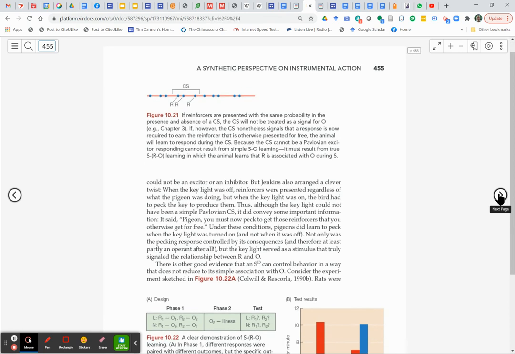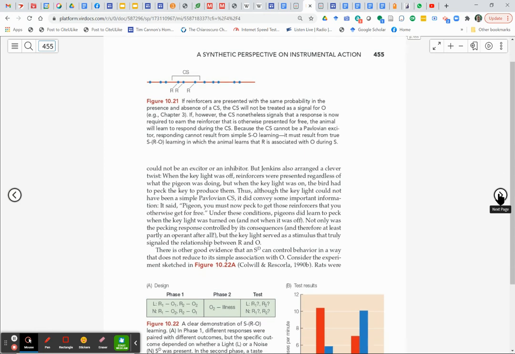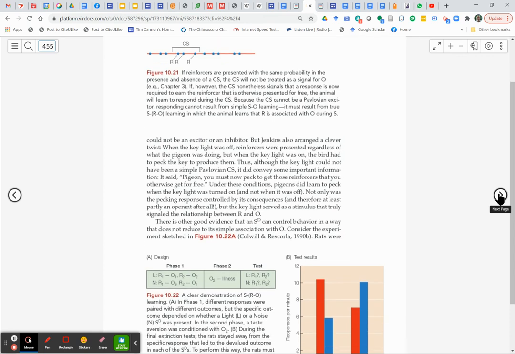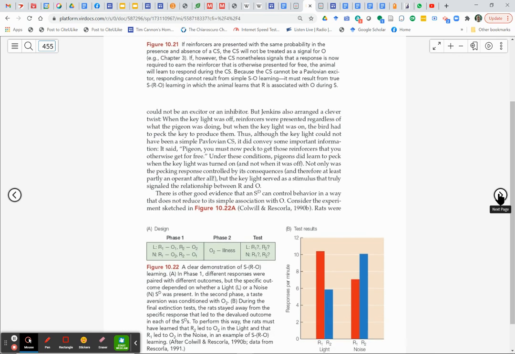If reinforcers are presented with the same probability in the presence and absence of a CS, CS won't be treated as a signal for outcome. If, however, CS signals that a response is now required to earn the reinforcer, the animal will learn to respond during CS. So that's very cute.